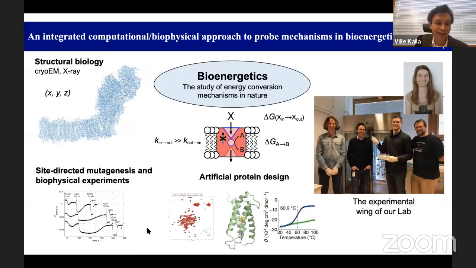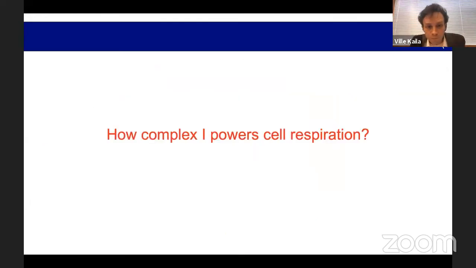And of course, the downside of this is that it's not enough that you only have supercomputers and a computer lab, but if you want to run experiments, you also need to build an experimental lab, and this is the picture of the experimental wing in our lab that enables us to test some of the mechanistic hypotheses.